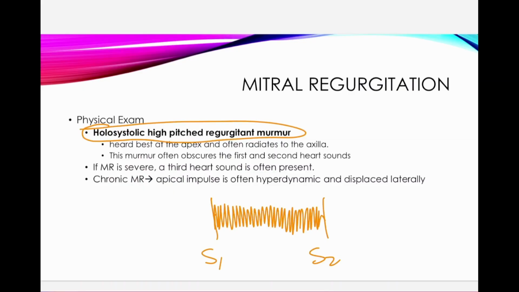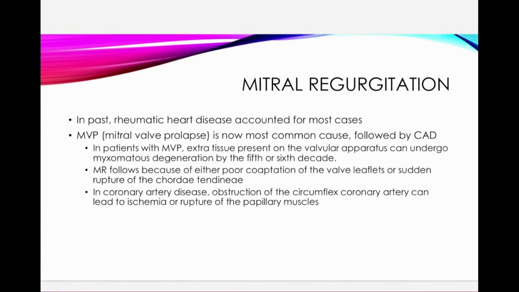The murmur will often obscure your first and second heart sounds. If MR is severe, they may have a third heart sound present, because more blood is going into the heart every beat. In chronic MR, the apical impulse is often hyperdynamic and displaced laterally. So another mitral regurg volume overload causes changes.